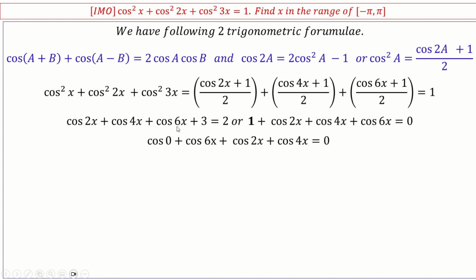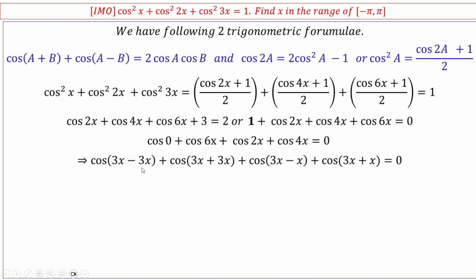6 plus 6x plus 0, 4x plus 2x, all are 6x. This way I will rewrite them as cos(3x minus x) plus cos(3x plus x) plus cos(3x minus x) plus cos(3x plus x). I am rewriting each one. If you see cos 2x, I am writing it as 3x minus x, 4x, 3x plus x. Now if you see here, this formula I am applying: cos a plus cos b.